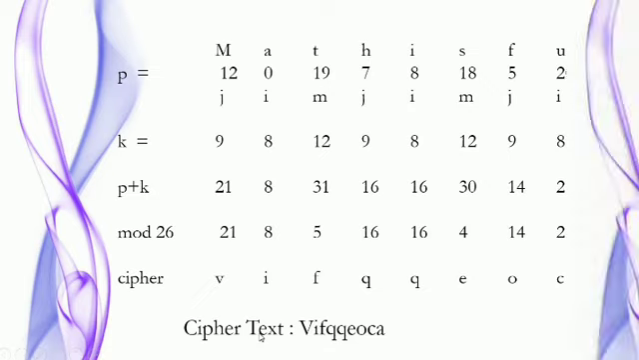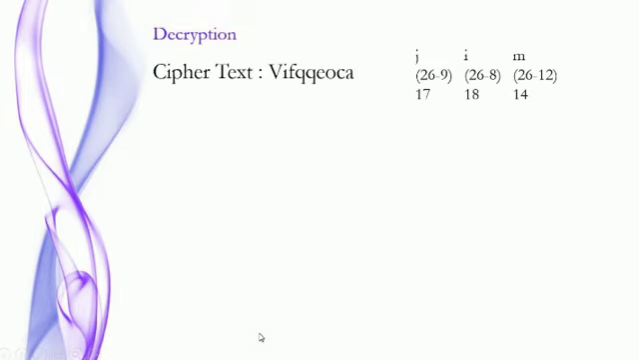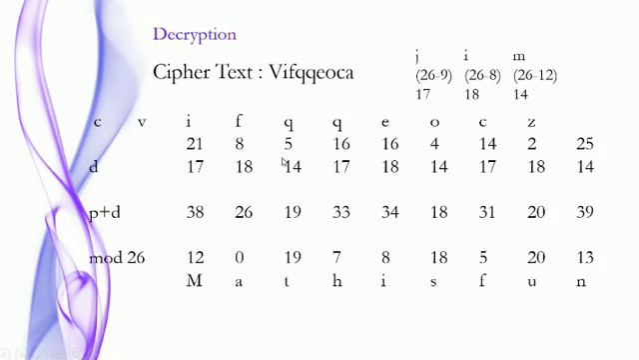Similarly, we can easily decipher it. For deciphering, the key is found by 26 minus 9, because we took modulus 26, so we are subtracting from 26. So 17, 18, 14 will be repeated as the key with the ciphertext. We do the addition and take modulus, again writing the corresponding letters. So the original message, math is, is obtained by using this decryption, right?